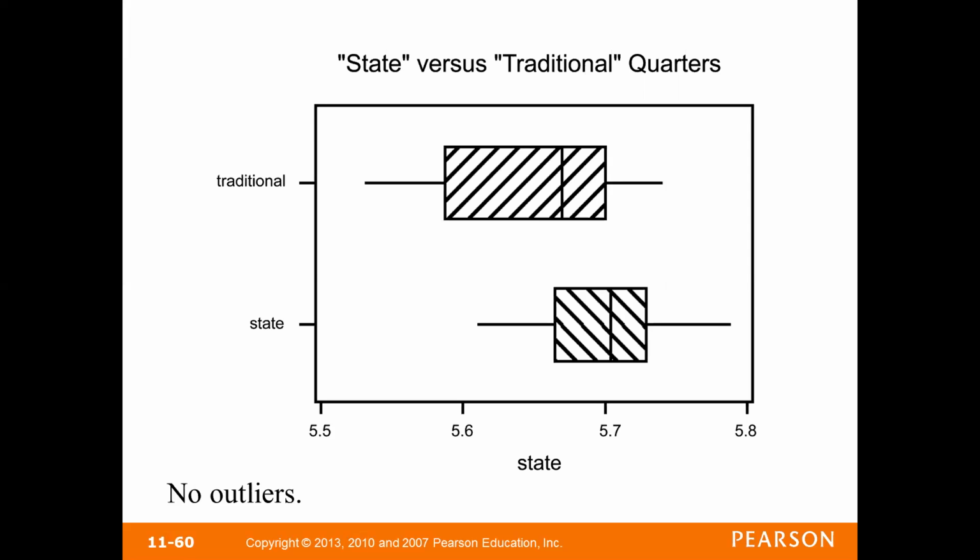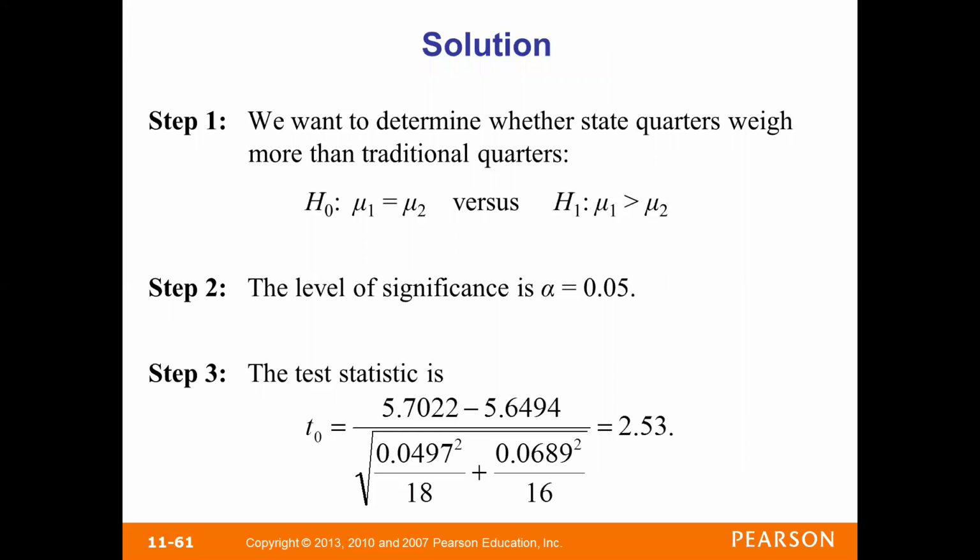And they're roughly nicely shaped. There's not really any outliers, so we can be confident that this method will be utilized correctly. Our null hypothesis is that there is no difference in the weights of the two quarters. The alternative is that state quarters weigh more than traditional quarters, so mu1 is greater than mu2.